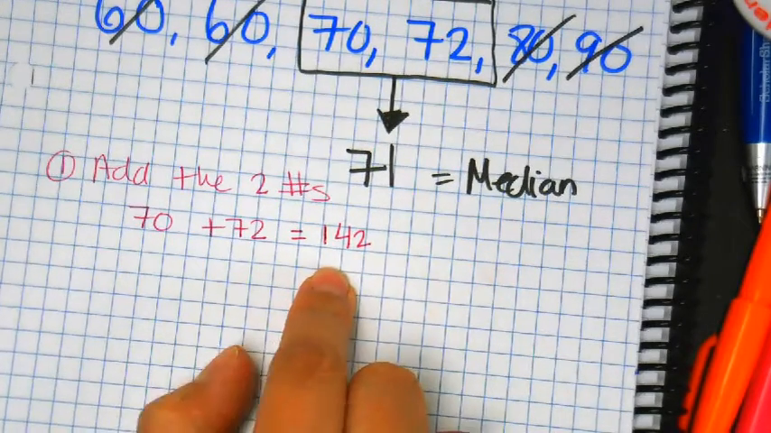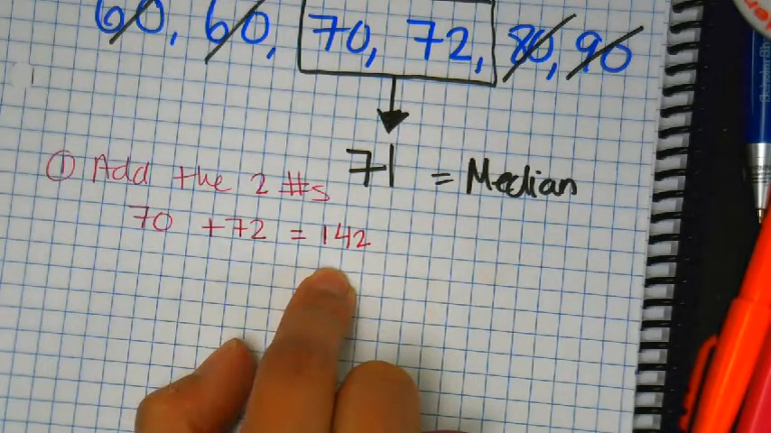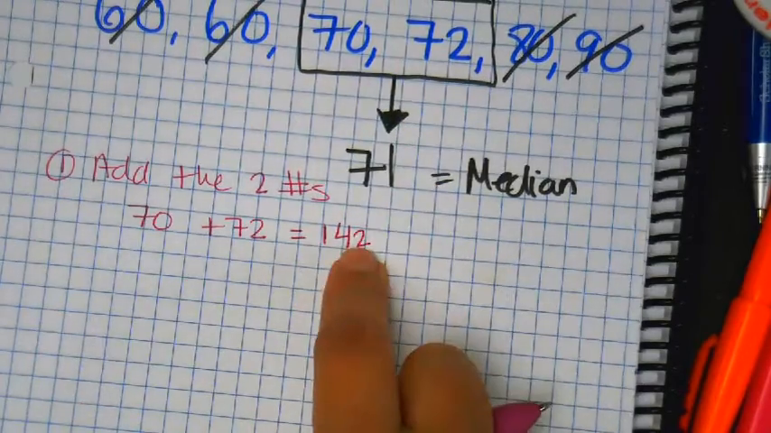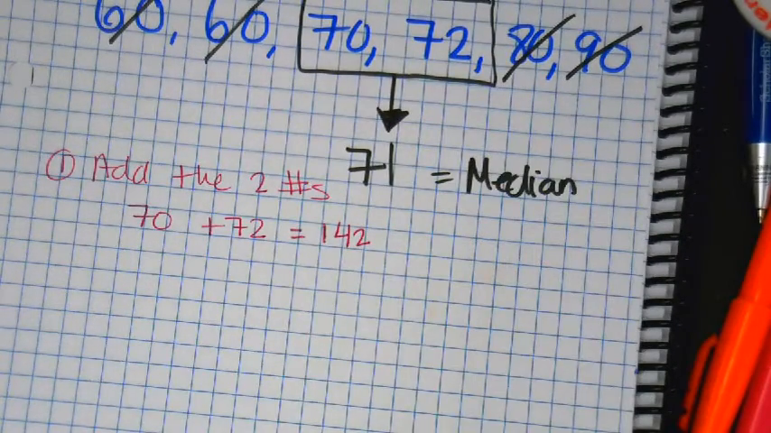No, but some kids will tell me that. Some kids are like, yeah, the median's 142. And I'm like, how'd you get that? I just added them. And I'm like, but use common sense. Does it really make sense that on the number line it would go 70, 142, 72?